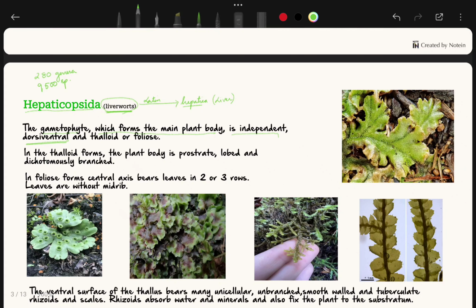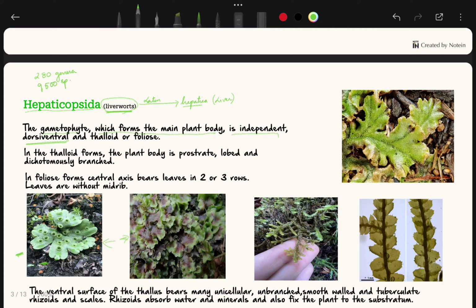Okay, so the upper side that we can see here, in these two structures, this upper surface is known as the dorsal side. Okay, and then if we flip the plant, the surface facing towards the ground is known as the ventral side. Okay, so the main plant body will have two sides, the dorsal side and the ventral side. These two surfaces will look different. Okay, they will have different structure, and they will have different functions as well.